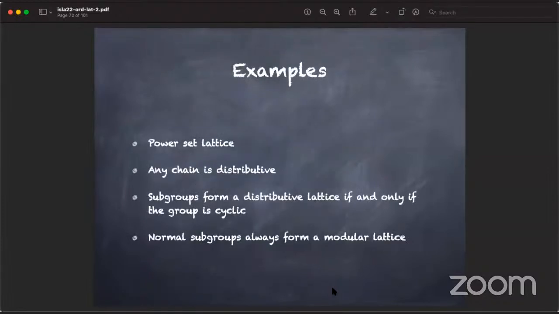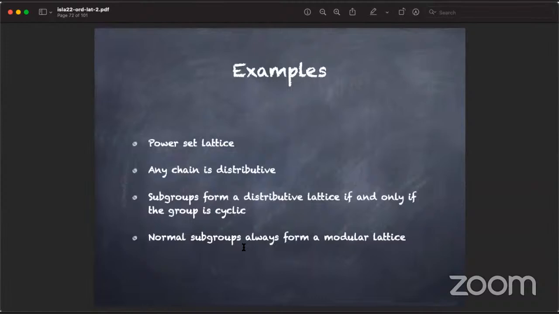Here are some examples. If you think of the power set lattice, it is distributive. You can think of any chain, that is also distributive. Now, for subgroups of a group, here is a very interesting condition for the subgroups to form a distributive lattice. One side is kind of trivial, but the other side of it is really non-trivial. So you can have a look at any suggested literature. Subgroups form a distributive lattice if and only if the group is cyclic.